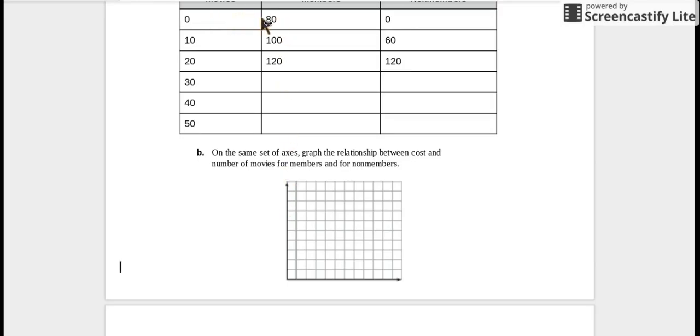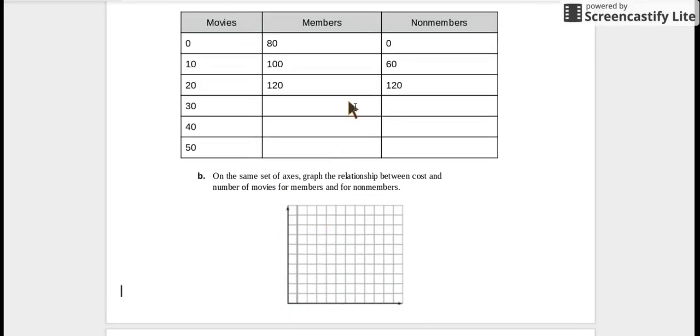So you plot your point 0, 80, 10, 100, 20, 120 for your one line for your members. And you plot your points for your other line. So at 0, 0, you'd have your non-members. At 10, 60, you'd have your next point. And 20, 120, you'd have your third point. And you keep going on until you have 2 lines.